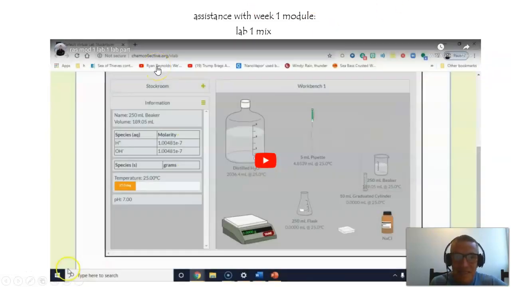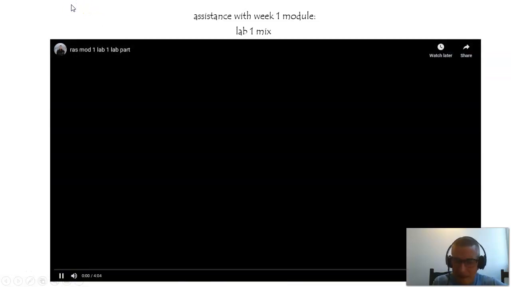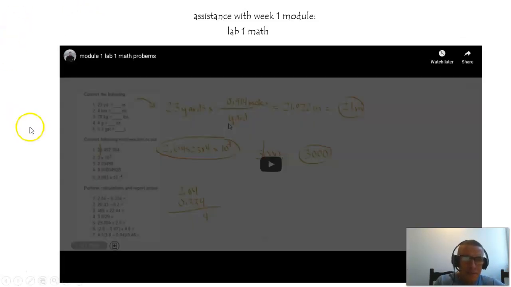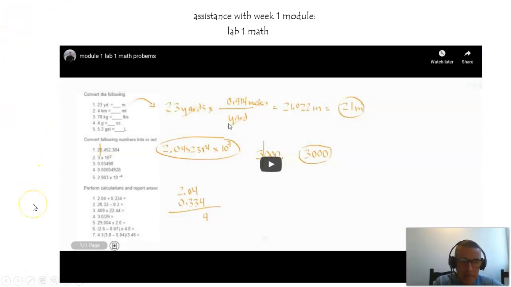So that was assistance with that week 1 module for mixing. But there was also some math. And I thought I'd give you some help with that as well. It said convert the following. And so it's doing some unit conversions, scientific notation to numbers and vice versa. And then significant figures, adding, subtracting, multiplying, dividing, even combos, which you don't see very often.